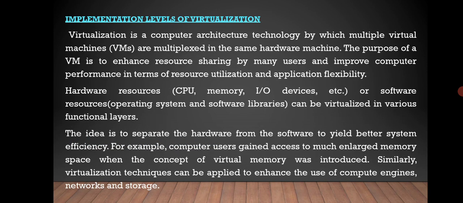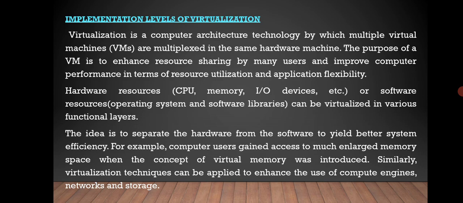Now let us see about the implementation levels of virtualization. Virtualization is a computer architecture technology by which multiple virtual machines are multiplexed in the same hardware machine. The purpose of a virtual machine is to enhance resource sharing by many users and improve computer performance in terms of resource utilization and application flexibility. The hardware resources such as CPU, memory, I/O devices, etc., or software resources which may be the operating system and other software libraries, all can be virtualized in various functional layers.